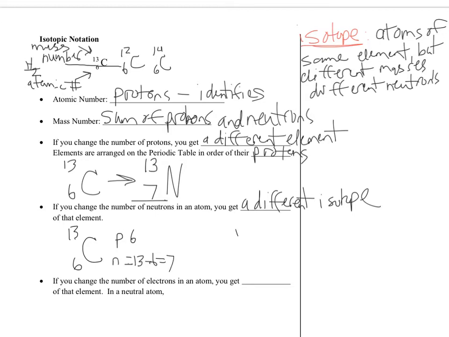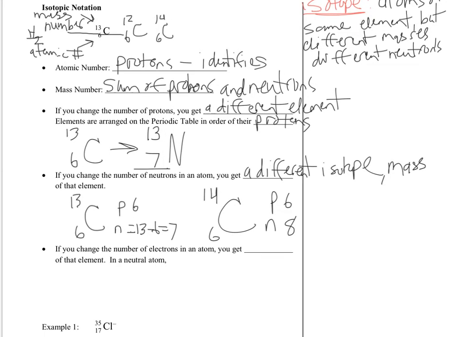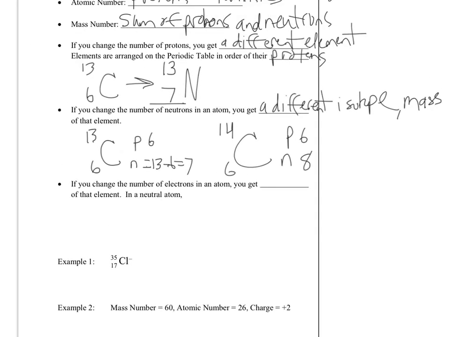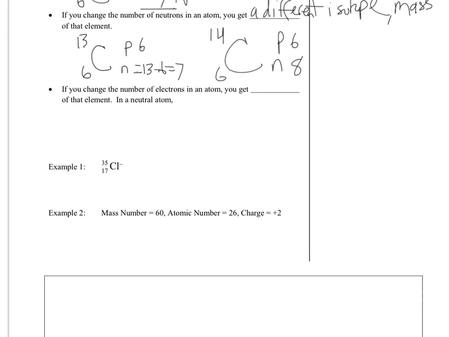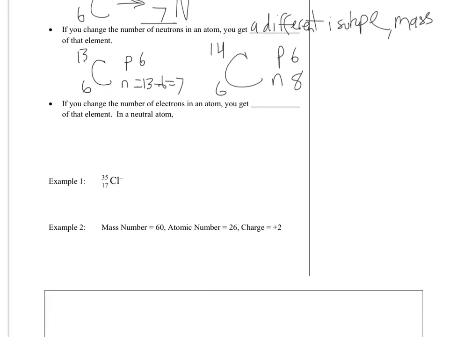If I then change my mass, let's change it to carbon 14, I still have 6 protons, but now I have 14 minus 6, which is 8 neutrons, all right? So I get a different isotope, a different mass, if I change the number of neutrons. So if I change the protons, I get a different element. If I change the neutrons, I get a different isotope.